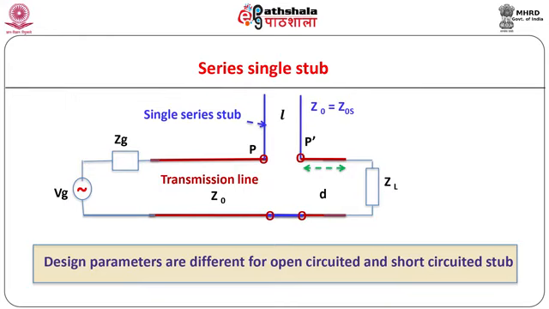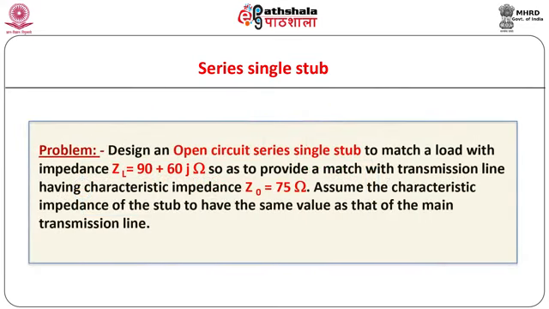What type of problem can we solve? As an example, let us see a problem. The problem can be stated as follows. Design an open circuit series single stub to match a load with impedance 90 plus 60 j ohm so as to provide a match with transmission line having characteristic impedance Z0 equal to 75 ohm. Assume the characteristic impedance of the stub to have the same value as that of the main transmission line. As stated earlier, the problem can be solved analytically, however the calculations are much involved and tedious.